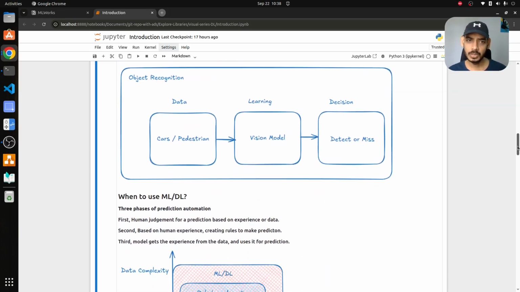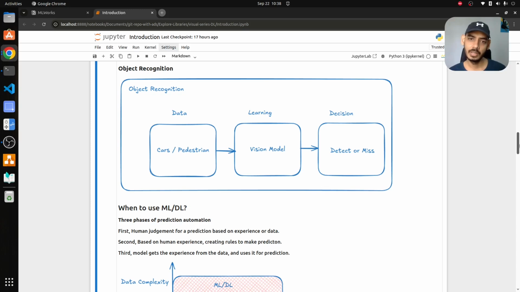Now when it comes to object recognition, if you have a self-driving car, we'll be using cameras to understand or detect the objects in front of the car. It could be cars or pedestrians or roads or lanes. So the vision model will try to understand these objects, it will try to detect them, and based on the detection it will try to take decisions.